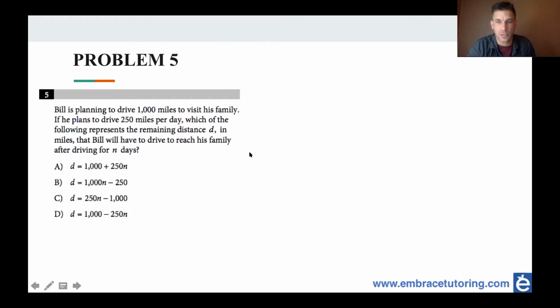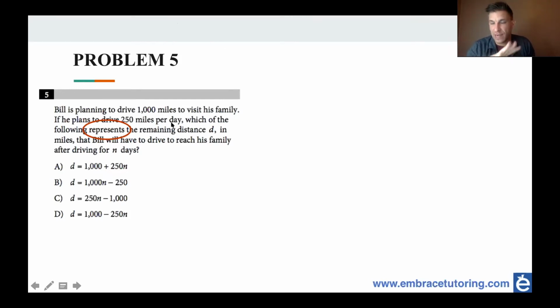Okay, here, all right. Bill is planning to drive 1,000 miles to visit his family. This is a total, 1,000 miles. If he plans to drive 250 miles per day, that is a rate. Which of the following represents the remaining distance? This means, what is the equation, right? In miles that Bill will have to drive to reach his family after driving for N days. N is connected to a rate, so pay attention to that.